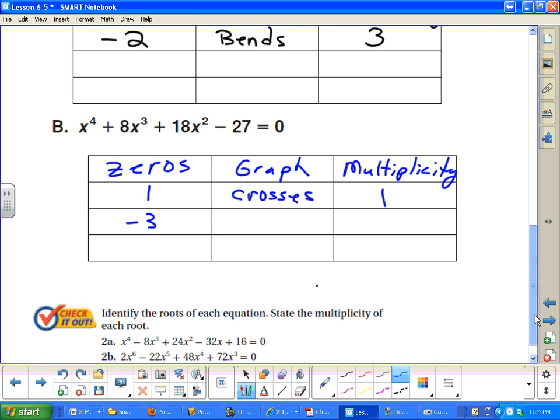Okay? At negative 3, what does it do? Okay? It bends. All right? Well, here's the thing. The total of the multiplicities has to add up to 4 because the degree of the polynomial is 4. So if it bends at negative 3, well, the only way to get from 1 to 4 is to add what? 3 to it. So the multiplicity has to be 3.